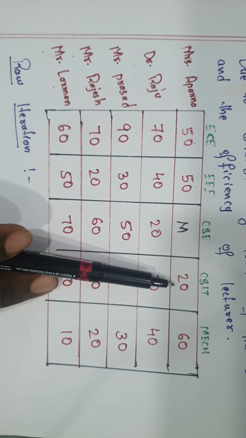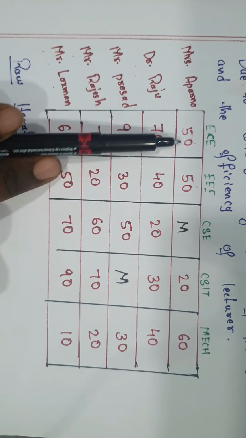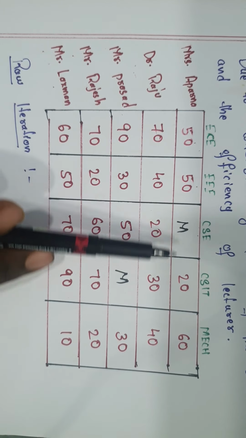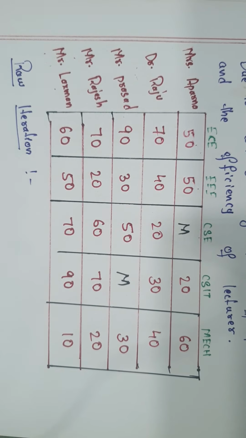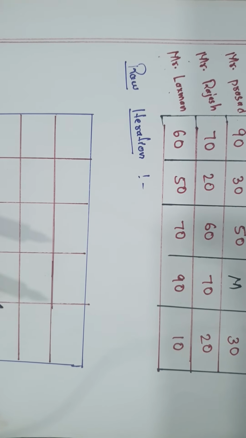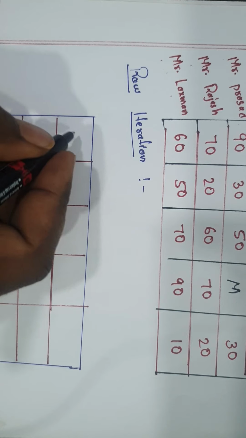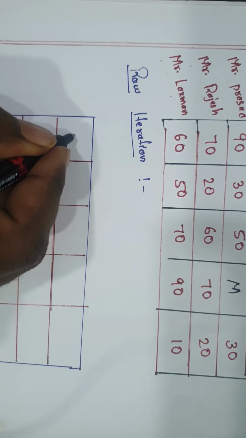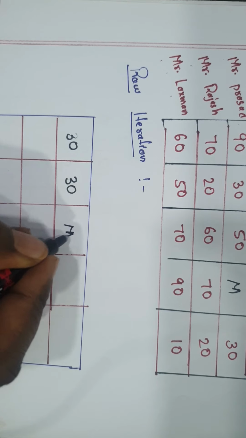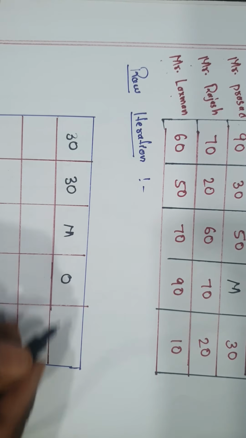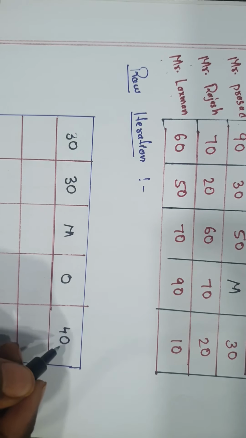As you can see, the least value is 20. So 50 minus 20, 50 minus 20, 20 minus 20, 60 minus 20. 50 minus 20 is equal to 30, and this one will also become 30. This M you have to write down as it is. This one will become 0 and this one will become 40.